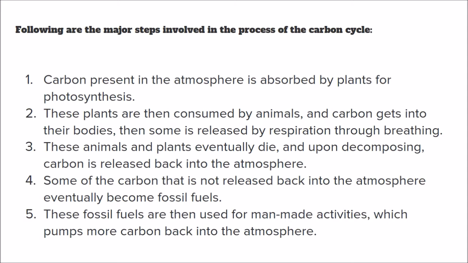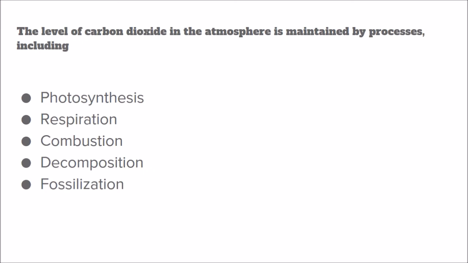These animals and plants eventually die, and upon decomposing, carbon is released back into the atmosphere. Some of the carbon that is not released back into the atmosphere eventually becomes fossil fuels. These fossil fuels are then used for man-made activities, which pumps more carbon back into the atmosphere. The level of carbon dioxide in the atmosphere is maintained by processes including photosynthesis, respiration, combustion, decomposition, fossilization.